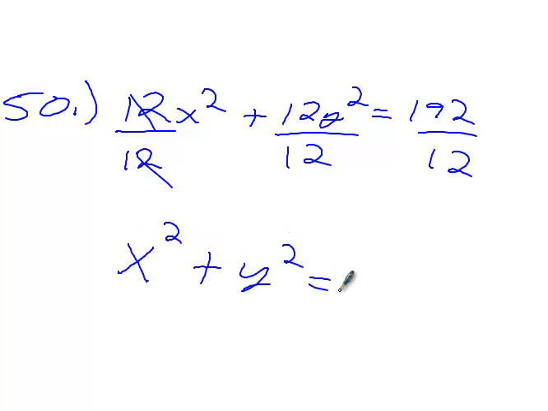I really don't care what's happening over here on the right-hand side. 192 divided by 12, it might be an even number, it might not. I'm not going to worry about it. The main thing is I've isolated to where I have 1x squared plus 1y squared, right? That's what we want for a circle. We have to have 1x squared and 1y squared added together. Is everybody okay with that? So we're not allowed to have anything in front of x and y or anything underneath x and y in order for it to be a circle.